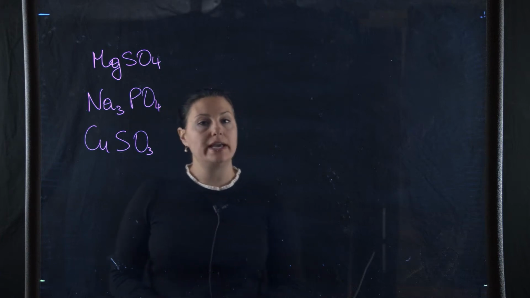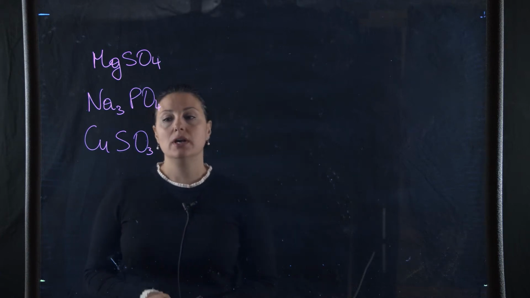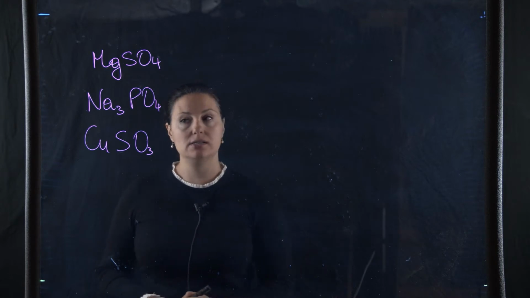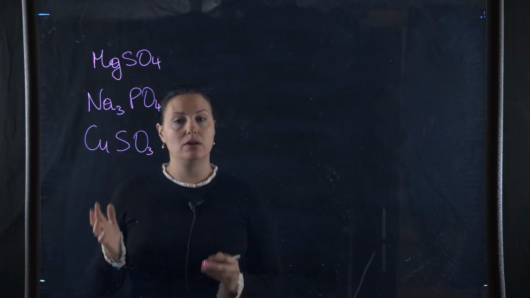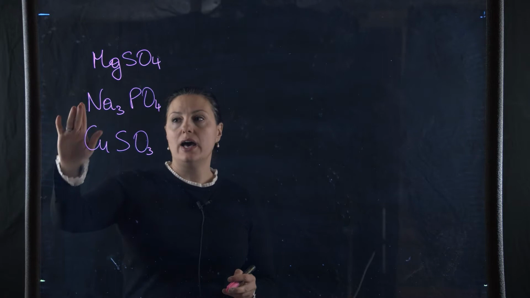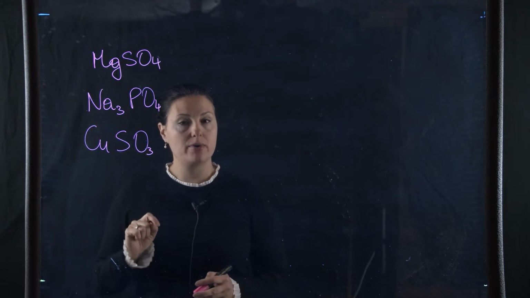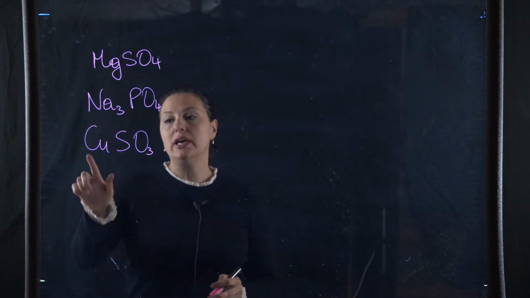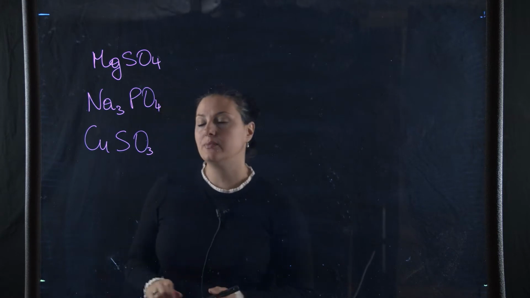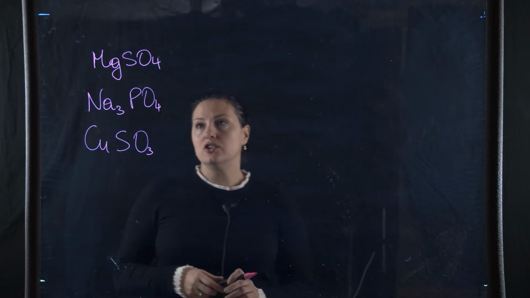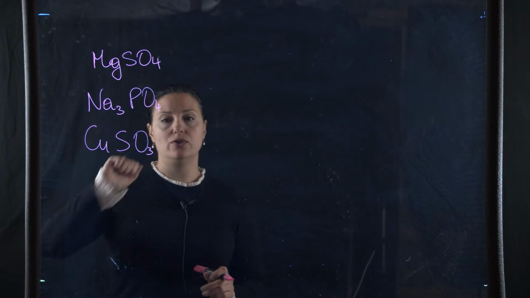Let's look at how to name ionic compounds that have polyatomic ions. And in this case, we'll have a mixture of the two. We'll have ions that only form one type, have one charge, and copper that doesn't always. Let's look at this compound over here.